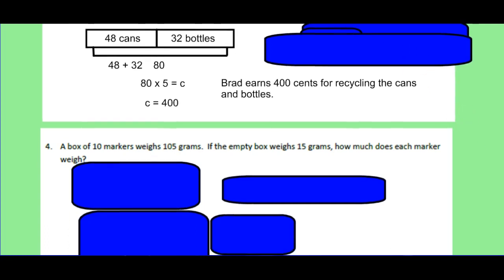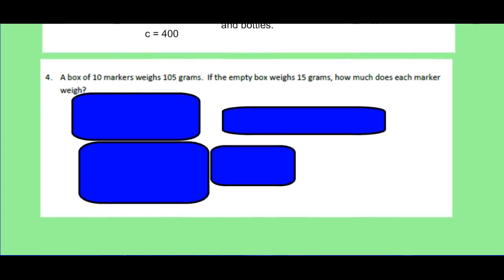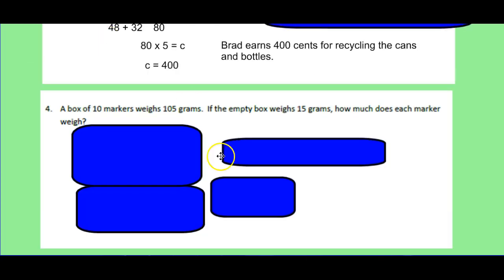Okay, we're going to move on to number 4. A box of 10 markers weighs 105 grams. If the empty box weighs 15 grams, how much does each marker weigh? Okay, I want you to push pause and I want you to think about what we're going to have to do to solve this equation. What do we need to do first, and then what do we need to do in our second step to figure out how much each marker weighs? Whenever you think you know what we need to do, I want you to push play.